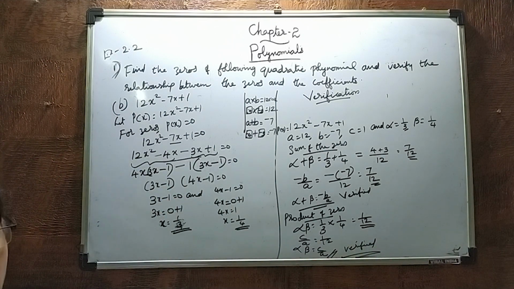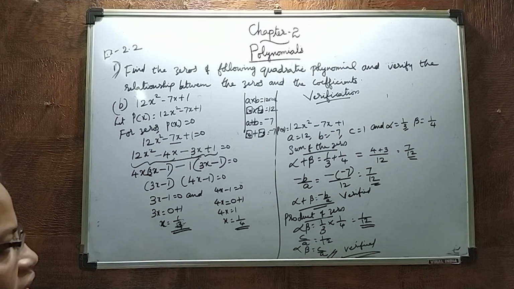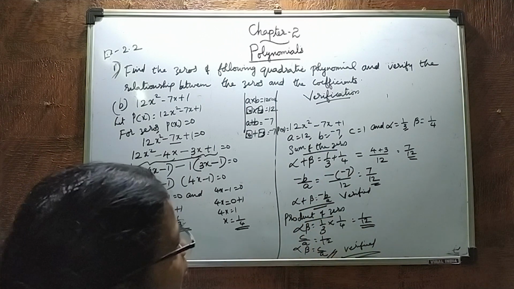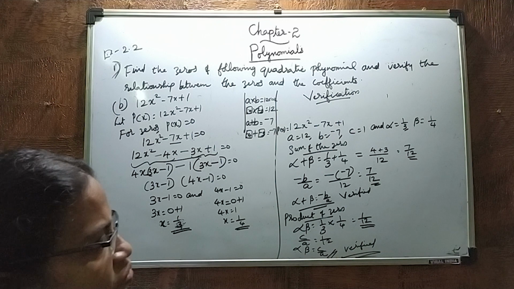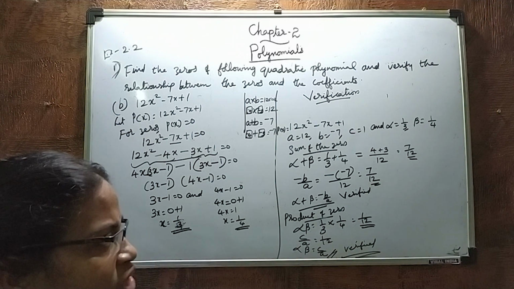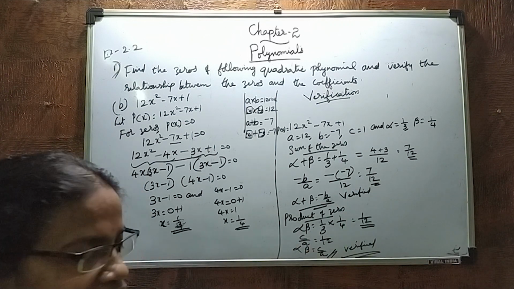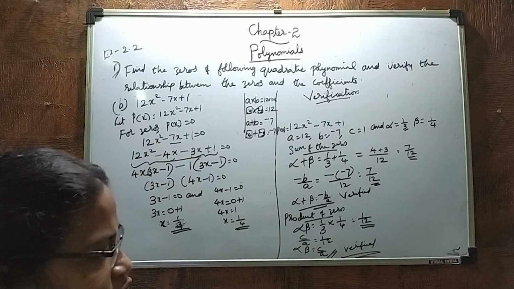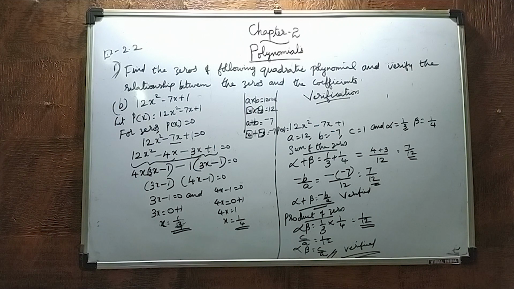This is the way you have to do it. First you find out the zeros, do it correctly, and then you will get the answers 1 by 3 and 1 by 4. Take them as alpha and beta. Then ABC you have to find out. Then for the sum of the zeros, alpha plus beta should be equal to negative b by a. Both things you got 7 by 12. Then alpha beta is equal to c by a. That also you have to prove both things are the same. So it is also verified. This is the main thing you are going to do.